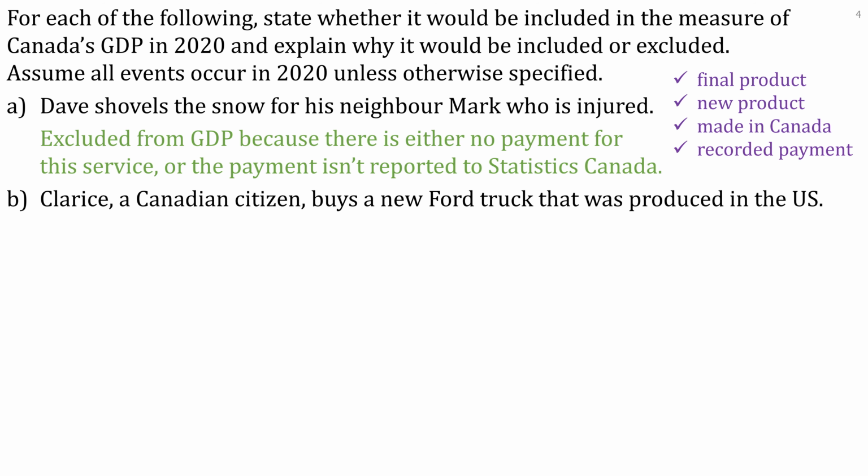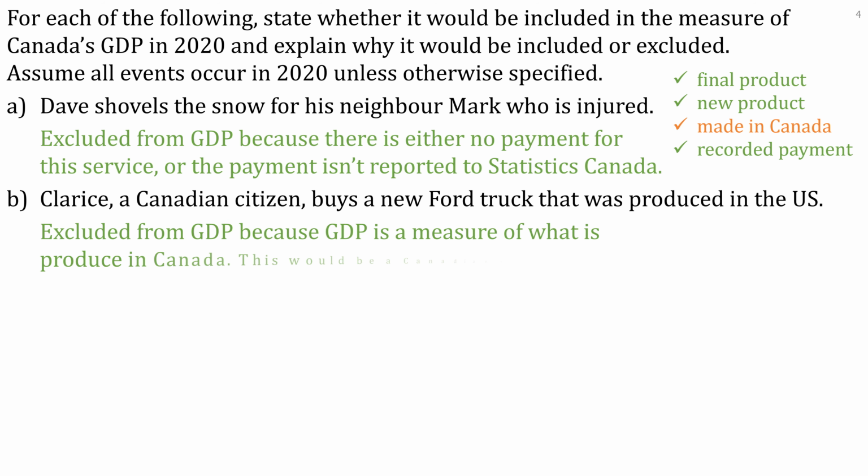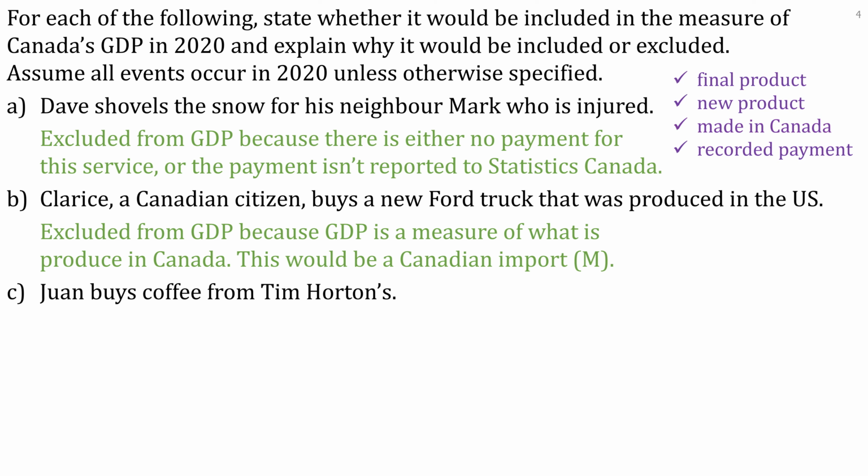Clarice, a Canadian citizen, buys a new Ford truck that was produced in the US. So this was not made in Canada. It would not count in Canada's GDP. It would count in the US GDP. So it's actually just a Canadian import. It would be excluded.